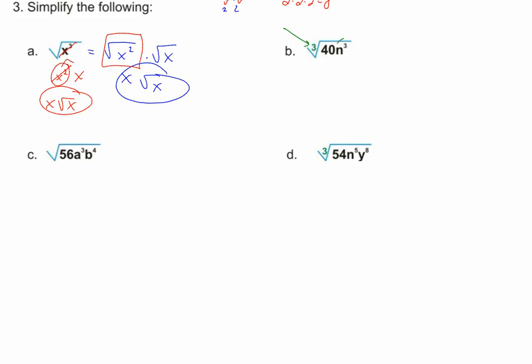How many n's do I have? Am I ready to roll? What's the cube root of n cubed? That part's done. Take your n out. We took the cube root of the n cubed. It was nice. It had as many as I needed. I needed 3 n's. What's the cube root of n times n times n? It's n. What are we going to do with the 40?